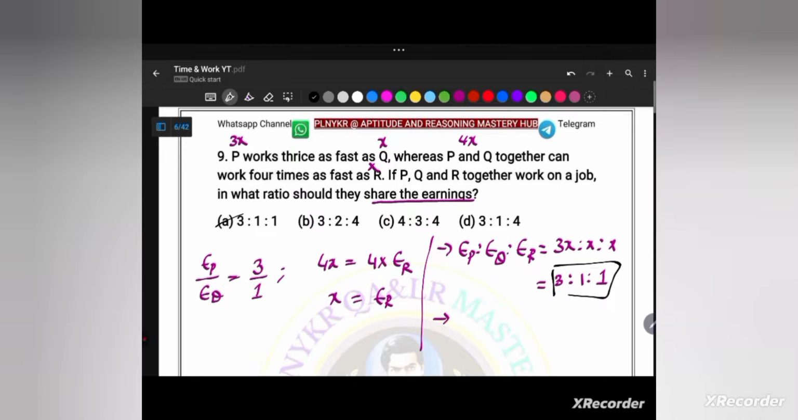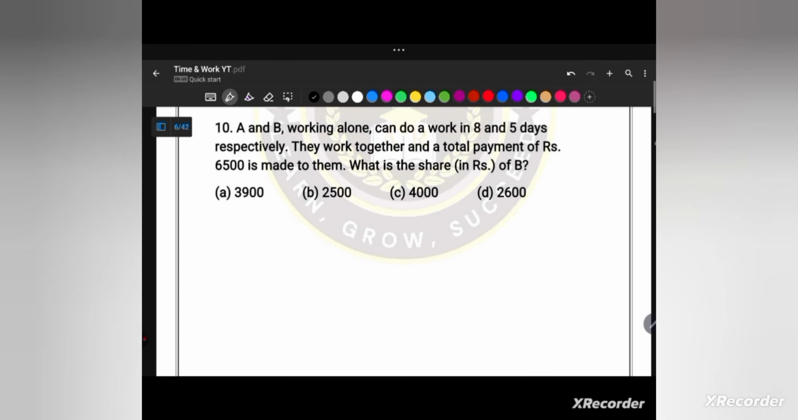The ratio of amounts or earnings will be the same as the ratio of efficiency. Clear? The next question.